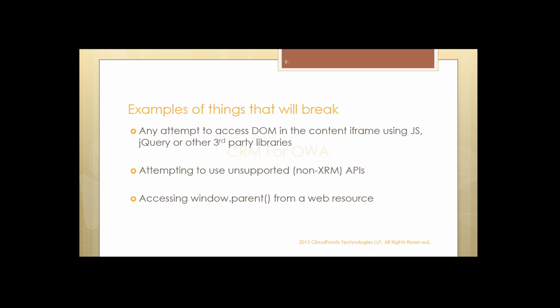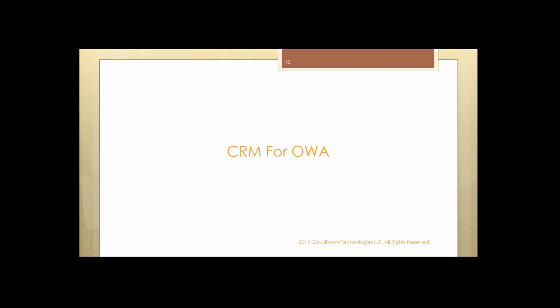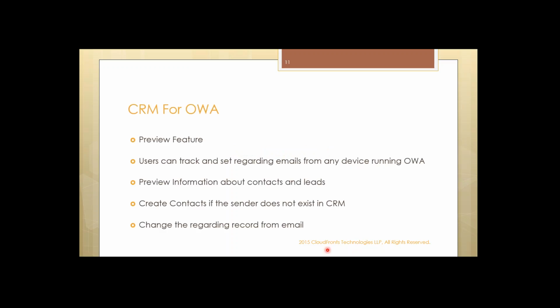So that is it for form customizations and the form rendering engine. Now let's look at CRM for OWA, or the Outlook Web Application. CRM for OWA is basically a preview feature for Outlook Web App which allows integration of OWA with CRM. Initially we already have CRM for the Outlook desktop application, which we have to install as separate software for the desktop Outlook version. But with this new app, we can integrate Outlook Web App with CRM.